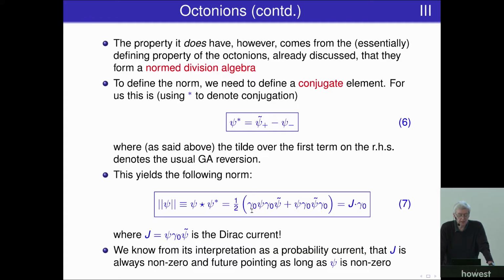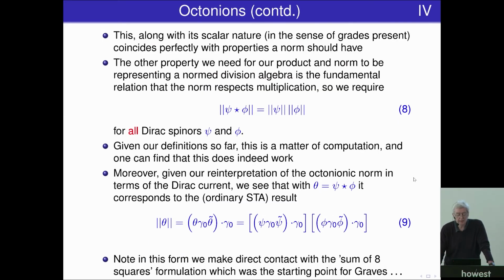It's a half gamma naught psi reverse plus psi gamma naught psi reverse gamma naught, which I'll recognize as the Dirac current, okay? Which is extremely intriguing. And we can see this makes perfect sense as follows. We know from its interpretation as a probability current that J is always non-zero and future pointing as long as psi is non-zero. So this thing here is always going to be positive, which you need for a norm. And it's a scalar, and so it coincides perfectly with the properties a norm should have.